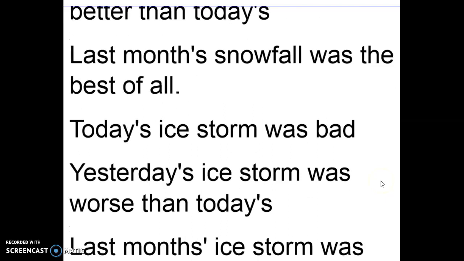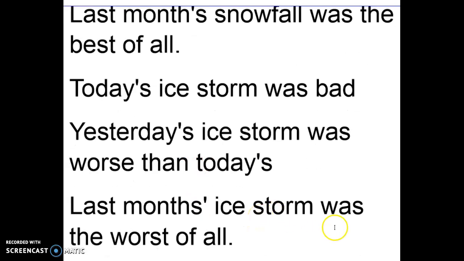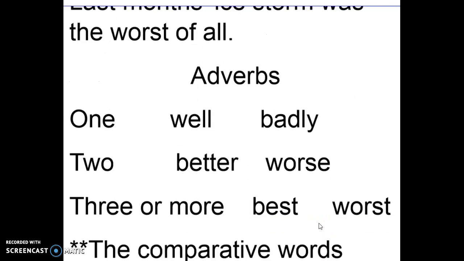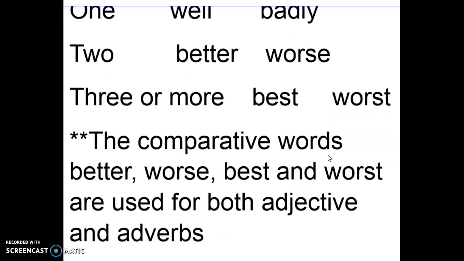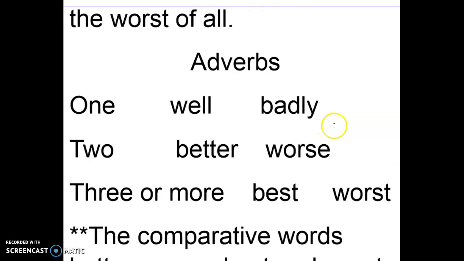Again, following the same thing, using these as adjectives. Today's ice storm was bad. Yesterday's ice storm was worse than today's. Last month's ice storm was worst of all. Okay, and then we have the same thing for adverbs, except there's a bit of a difference. And I want you to see that you use badly instead of bad in this case.